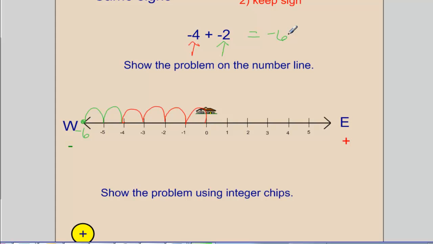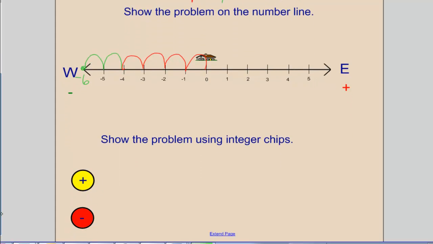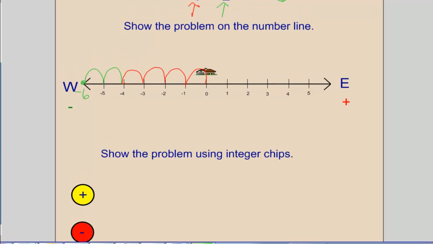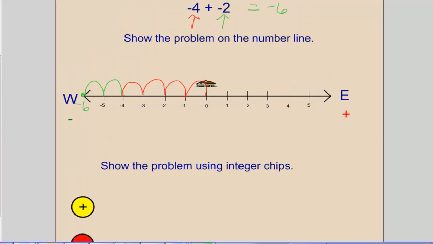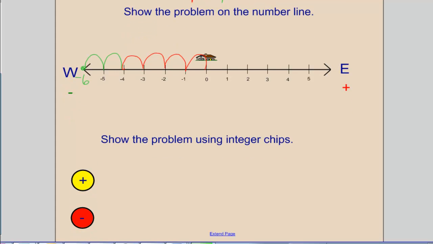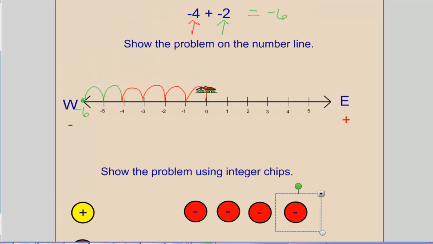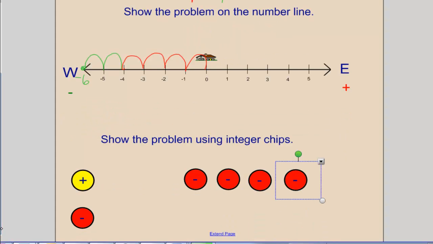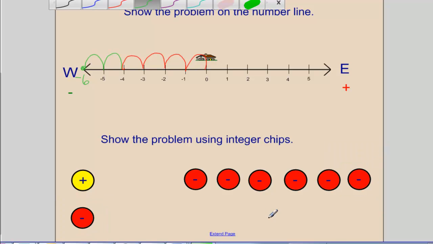So the number line technique is a nice technique to use. Now we're going to move on to integer chips, which is just another technique to show the same idea. Here we have 4 negatives, so I'm going to drag out 4 negative chips. 1, 2, 3, 4. Then I'm adding to that 2 more negatives, so I'm just going to bring up 2 more negative chips. 1, 2. So altogether I have 6 negative chips.